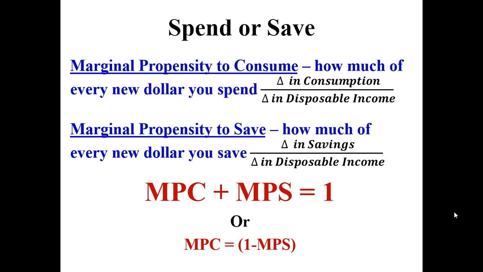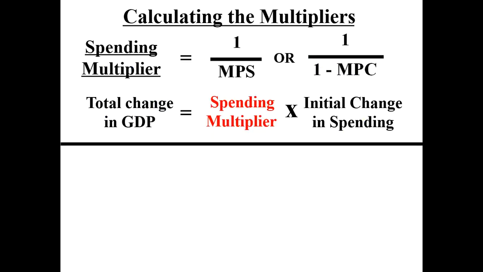So the marginal propensity to consume plus the marginal propensity to save has to equal one, because those are the only two things you can do with money. So these numbers are important. You can also say that the marginal propensity to consume is 1 minus the marginal propensity to save. So why do we need to know those numbers? Well, you need those numbers to calculate the multiplier.